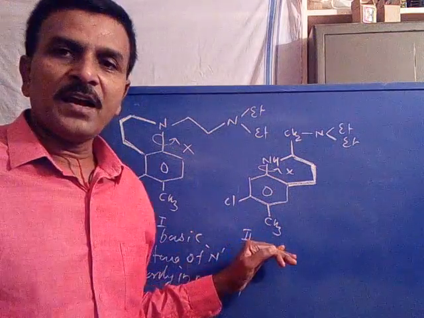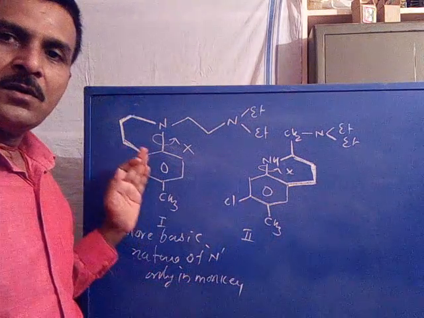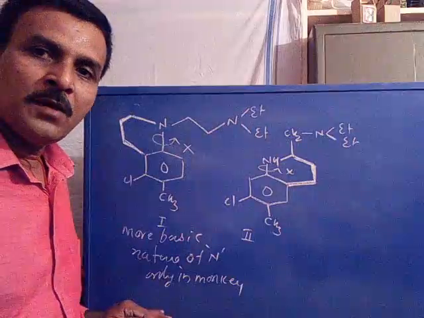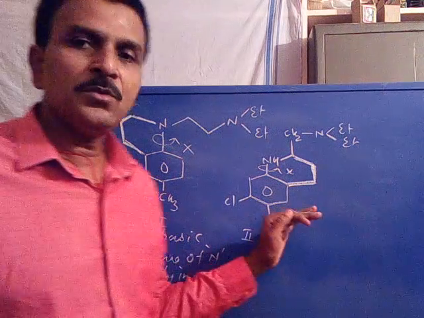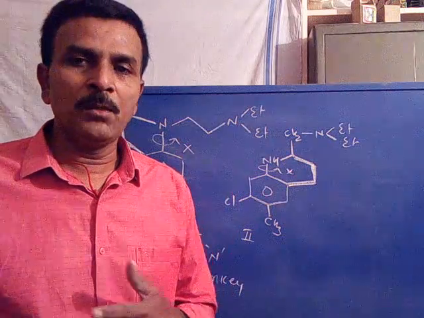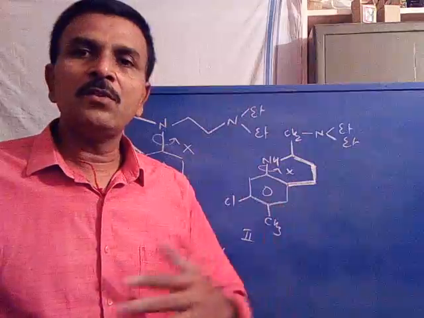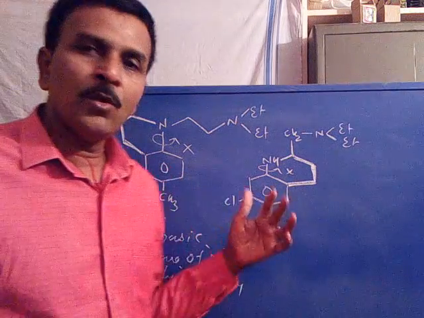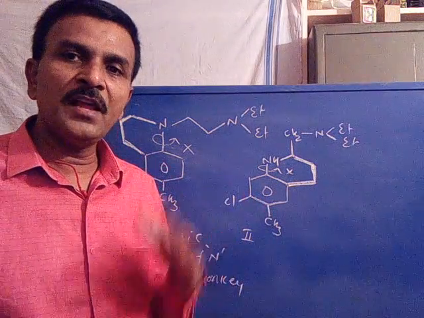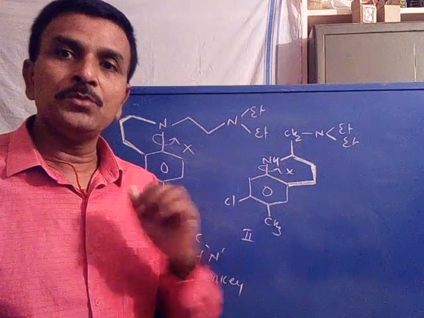Now let's try the second one, with the help of structure 2. Structure 1 is inactive in the human, only active in monkeys. Coming to the second structure, it shows some activity in the human body, but it is also less active due to the more basic nature of nitrogen.